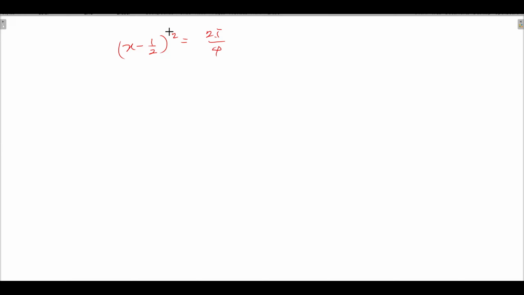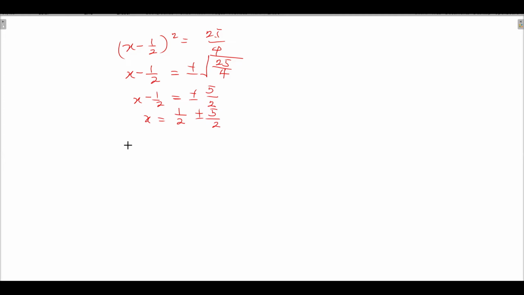Now, the easiest way to cancel this square is to square root both sides. That means I have x minus 1 over 2, because when you are using square root, don't forget our plus and minus, square root of 25 over 4. That means x minus 1 over 2 equals plus or minus, square root of 25 is 5 and of 4 is 2. So that is my value for x. If I transfer this half to the other side, that will become positive, plus or minus 5 over 2.